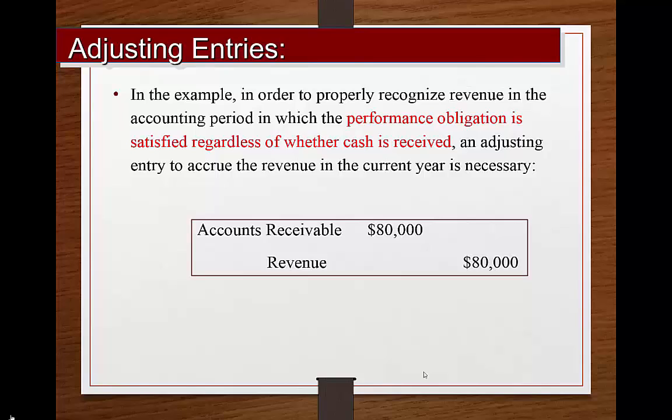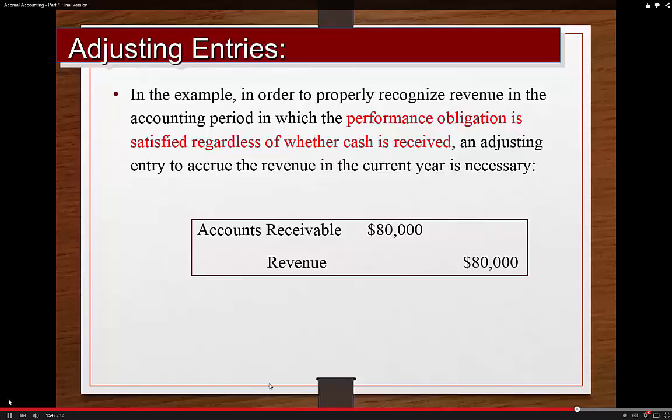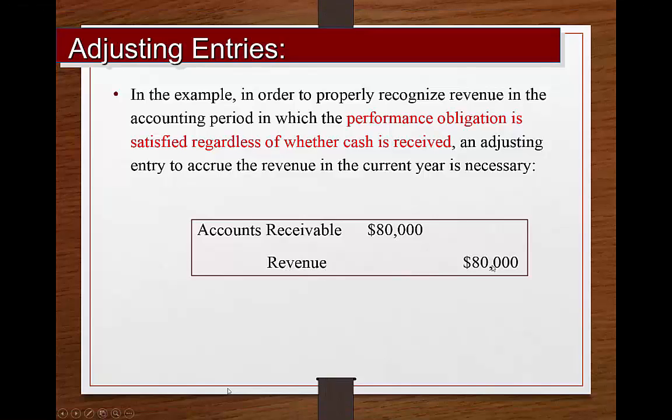In the example, in order to properly recognize revenue in the accounting period in which the performance obligation is satisfied, regardless of whether cash is received, an adjusting entry to accrue the revenue in the current year is necessary. That entry would be to simply debit accounts receivable for $80,000 and credit revenue for $80,000.